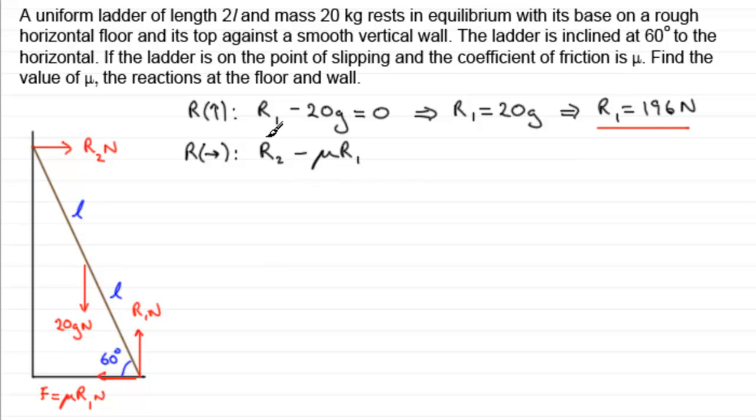So again, this is the resultant force acting on the ladder. It's in equilibrium, so that resultant force must be 0. And we can rearrange this now for R2 by adding mu R1 to both sides, so it follows that R2 must be equal to mu R1. But we know that R1 is 196 newtons, so it follows that R2 must be equal to 196 mu if I substitute that in.